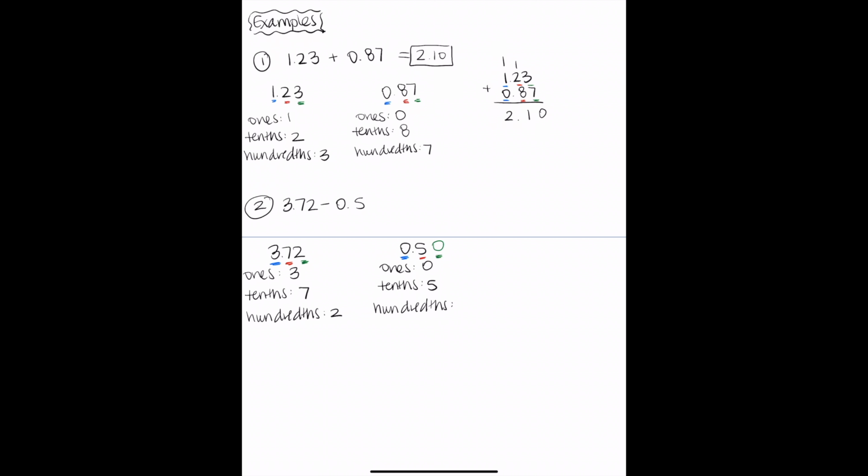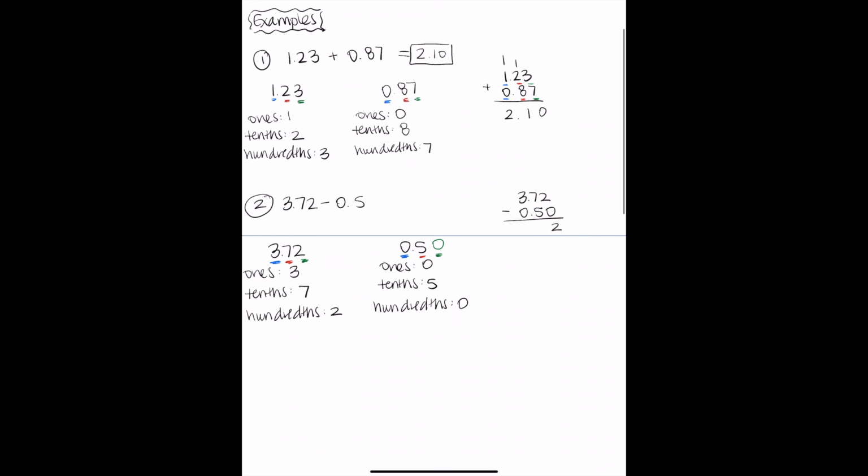And that'll really help us because the 3.72 had something in the ones, the tenths, and the hundredths, right? So now we've filled in the ones, the tenths, and the hundredths as well for the 0.50. So we're going to write it vertically again, and we're going to align everything.